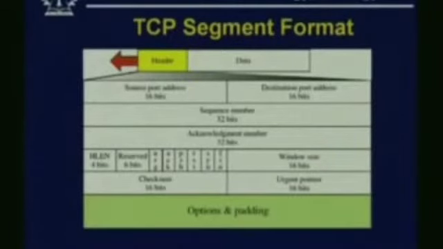The header has a 16-bit source port address, a 16-bit destination port address, a sequence number, acknowledgement number, header length, reserved bits, some flags, and then fields like window size, checksum, which is already there, and a 16-bit urgent pointer. And then there are options and padding.